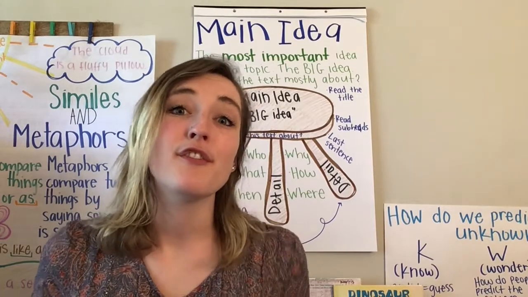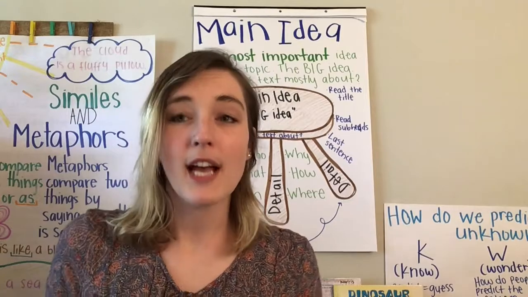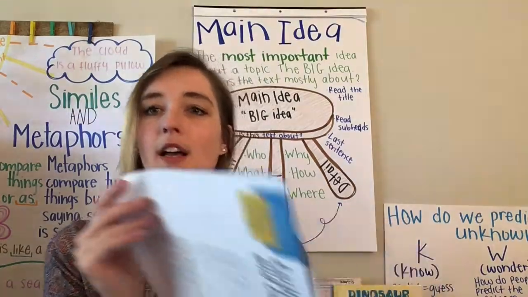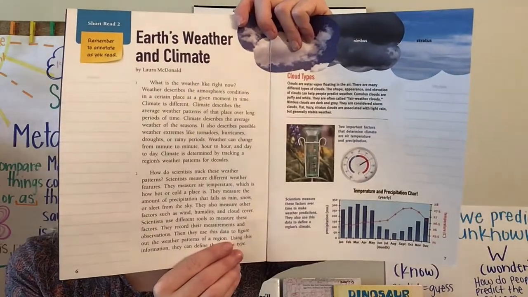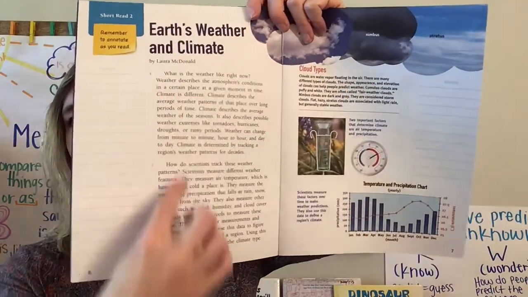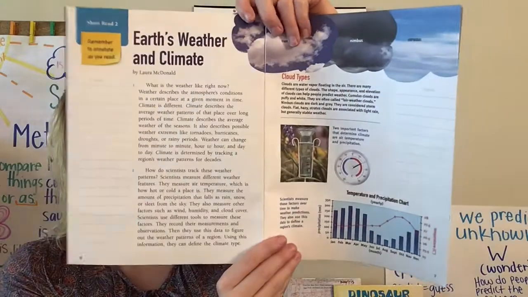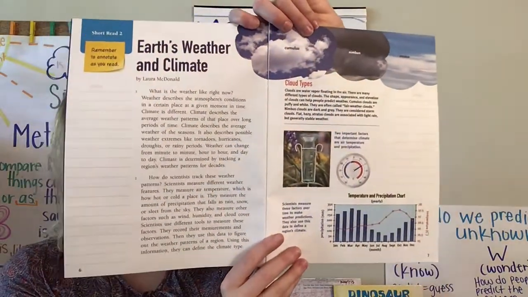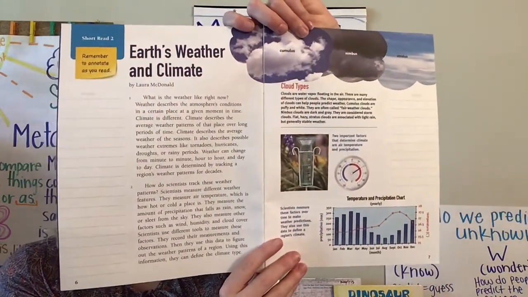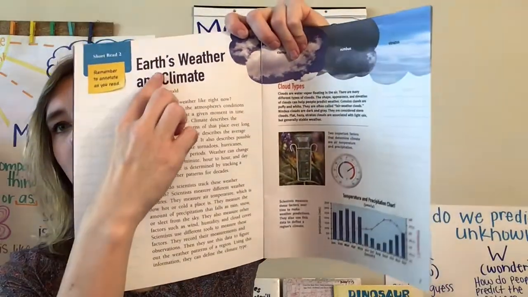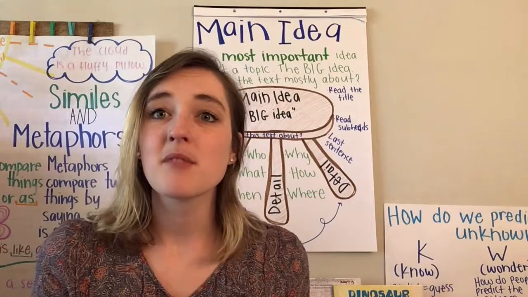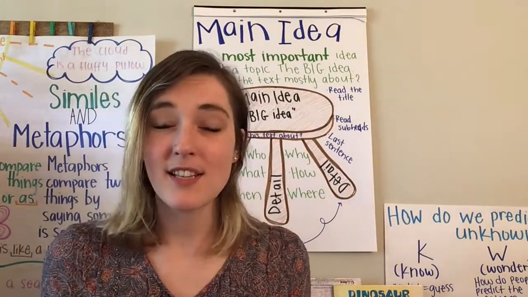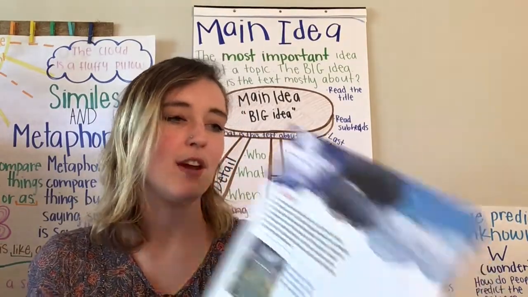So today, for our pre-read of our new text, we're going to do a graphic feature walk. If I hold up my text, there are multiple different types of graphic features. These are the paragraphs, those are the text, but we're going to look at other parts of the text. The title is called Earth's Weather and Climate. So I think this article is going to be about Earth's weather and climate.